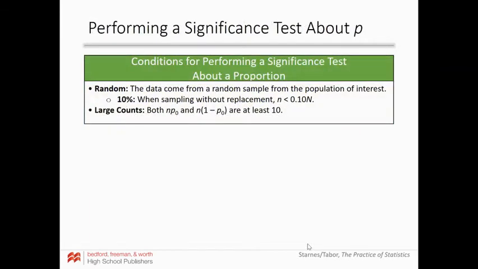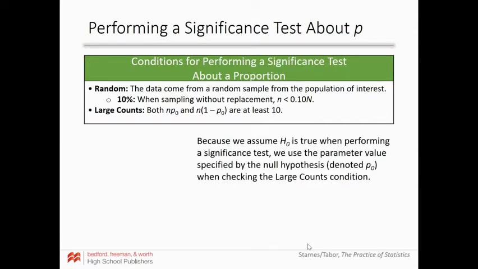So starting off with the conditions, this should be very similar to our confidence interval conditions. We should be pretty used to them by now, but the three are random. The data comes from a random sample from the population of interest. The second one was 10%. When sampling without replacement, our sample has to be less than 10% of the size of the population. And our last condition is large counts: both n times p naught and n times 1 minus p naught are at least 10.